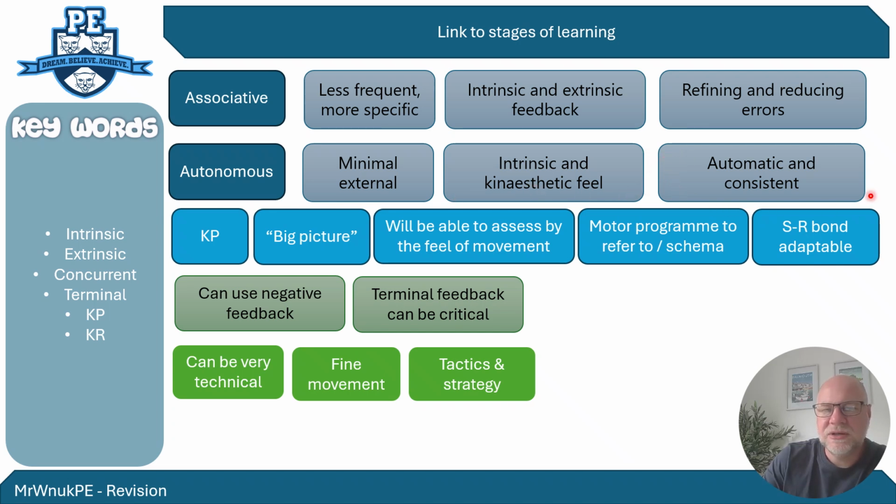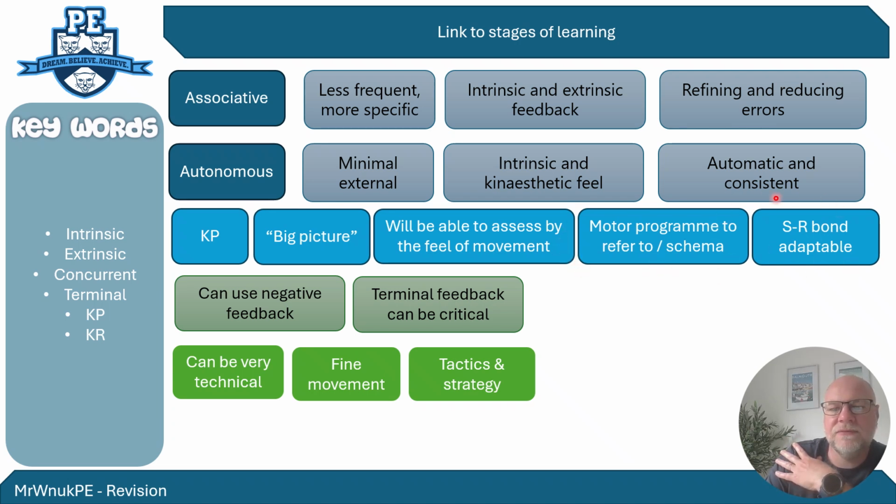Movements at this point are more consistent and should be automatic, and therefore the performer just needs to reflect on their own schemas, their own motor programs, and compare what they've done and see whether they've got it better. Knowledge of performance is really important because it helps understand a bigger picture of what they're doing, and they'll be able to assess what they've done by the feel of the movement.